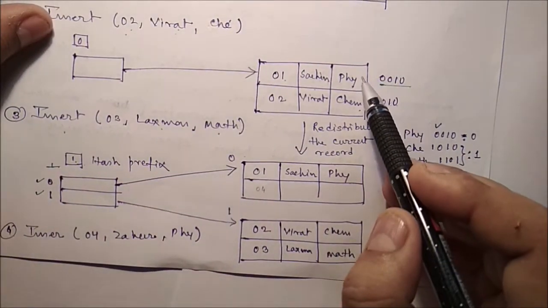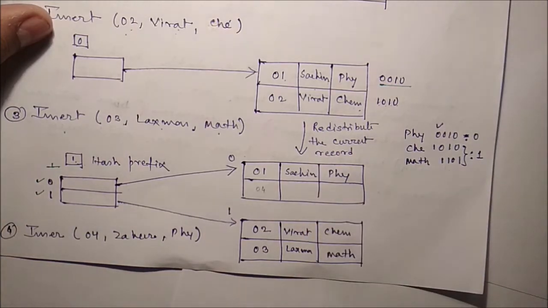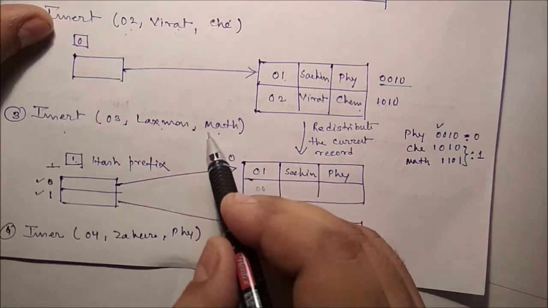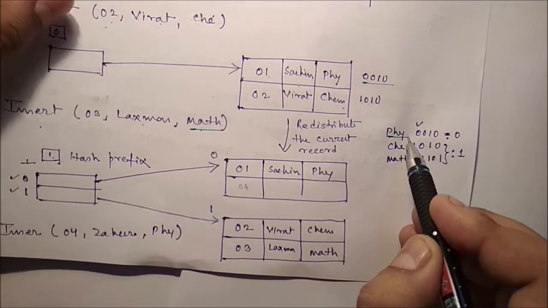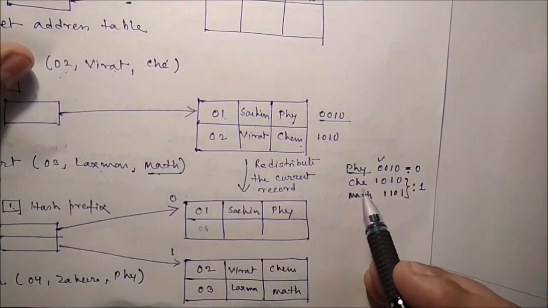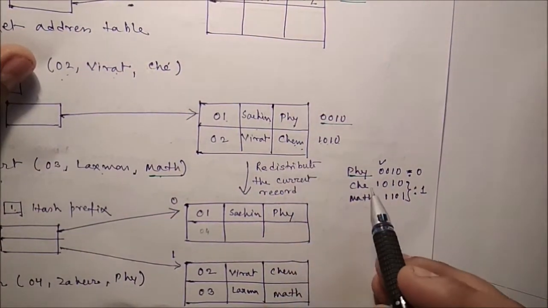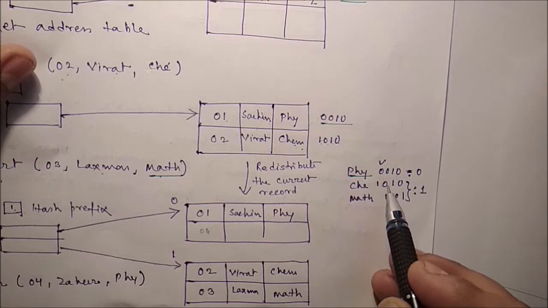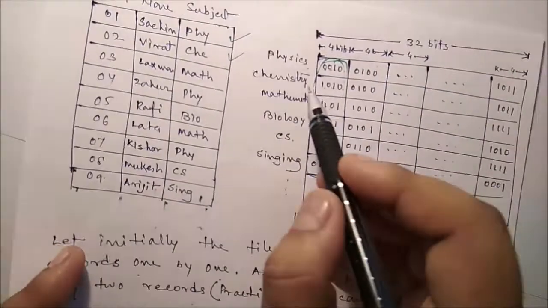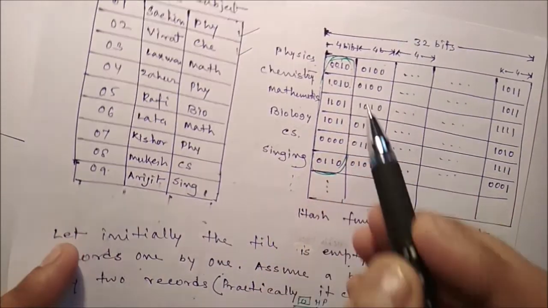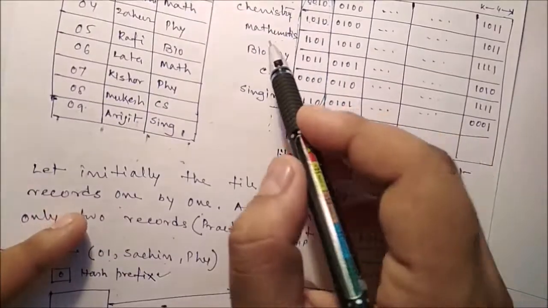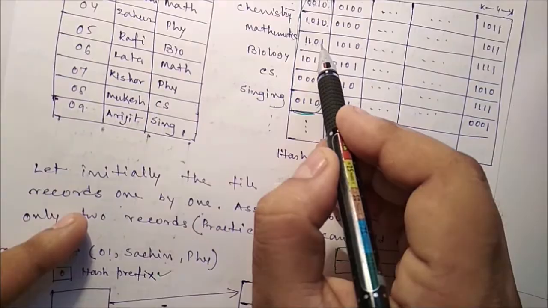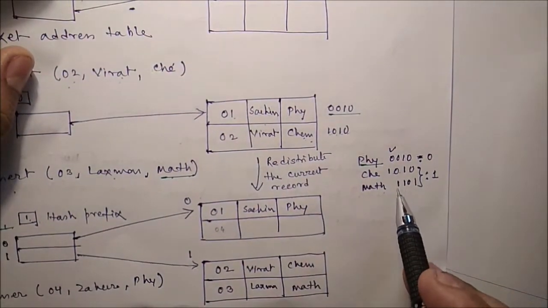Now see the subjects. Initially it was physics and chemistry in the bucket. The next subject is mathematics. Let's see one by one. For physics, the first 4 digits are 0010. For chemistry, which is already there, the first 4 digits are 1010. For mathematics, it is 1101.